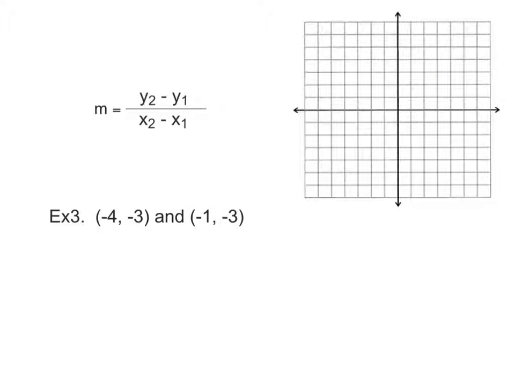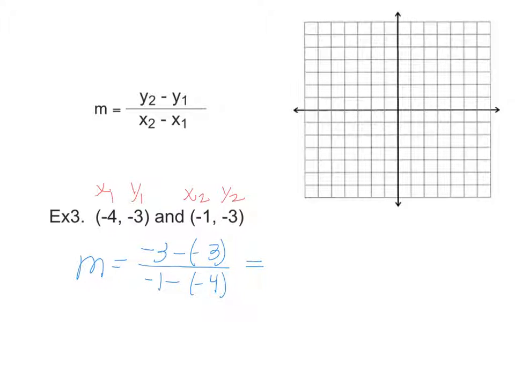Let's try a new one. Negative 4, negative 3, negative 1, negative 3. y2 minus y1, I'm going to be really careful because of those double negatives, all over x2 minus x1. I'm even using parentheses here so that I don't get mixed up. This turns into negative 3 plus 3, which is 0. In the denominator, negative 1 plus 4, which is 3.